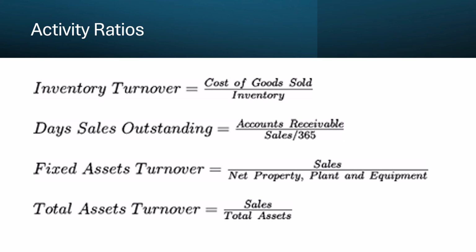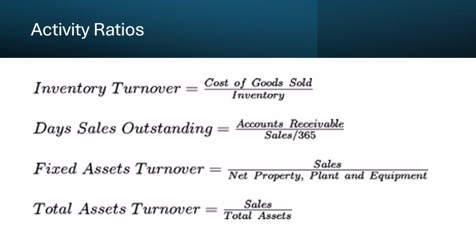Fixed asset turnover. Fixed assets typically refer to long-term assets like property, plant, and equipment. The greater the fixed asset turnover ratio, the better the job we're doing of generating high sales with limited capital investment. As with many ratios, this will be very dependent on industry, as some industries are much more capital intensive than others.